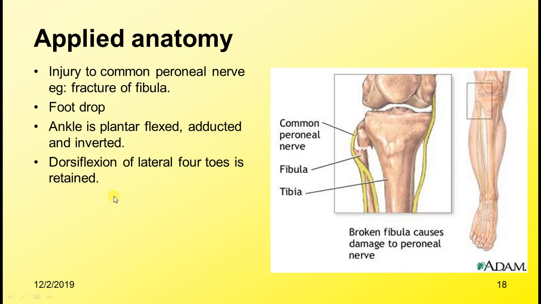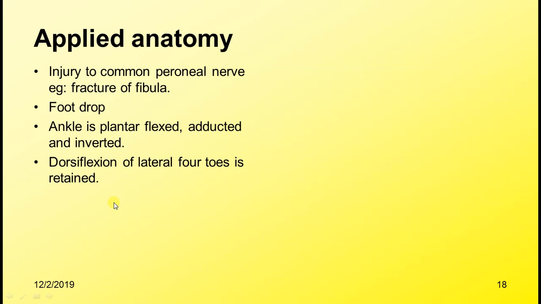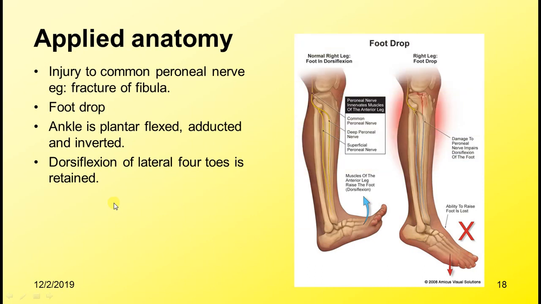It is because of the lumbricals and interossei whose nerve supply is intact. That is, if the tibial nerve is intact, no injury to the tibial nerve, then naturally dorsiflexion of the lateral four toes is retained. Okay, so here you are able to see the extensors bring about the dorsiflexion, but in case of foot drop there is no dorsiflexion, there is plantar flexion, but lateral four toes alone can be dorsiflexed.